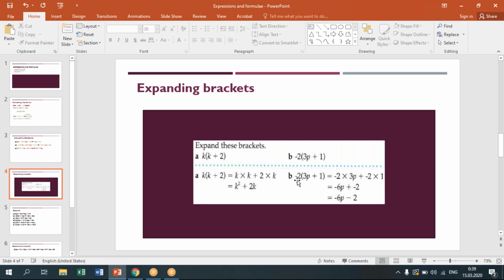Second example, negative 2 multiplied by 3p. Again, we have to multiply the digit which we have before the bracket by each of the elements which we have in the bracket. So negative 2 multiplied by 3p, as is written here, negative 6p. Negative 2 multiplied by positive 1 will be negative 2. That's why our answer will be negative 6p minus 2.